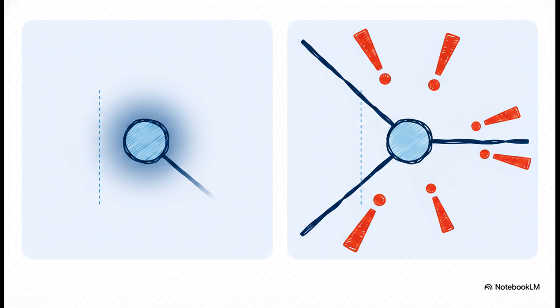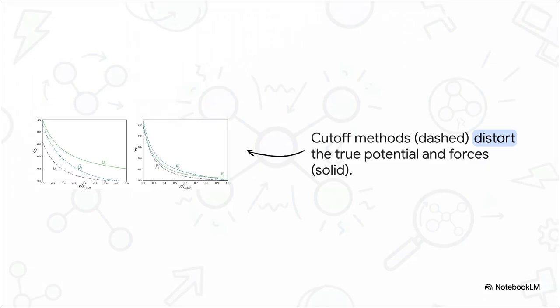But electrostatic forces, the ones from positive and negative charges, they decay very, very slowly. If you use a simple cutoff for these, you can introduce huge, totally unphysical errors into your simulation. And this graph shows the problem perfectly. That solid green line represents the true potential energy between 2 particles. The other dashed lines show what happens when you just chop off the interaction at a certain distance. You can see they're way off from the real value. They completely distort the energy, and as a result, the forces. For electrostatics, doing this is an absolute recipe for disaster.